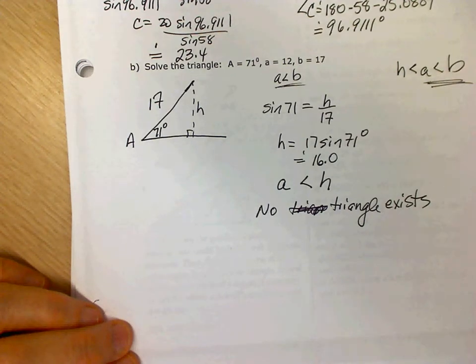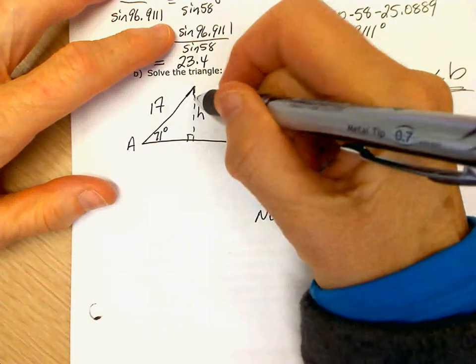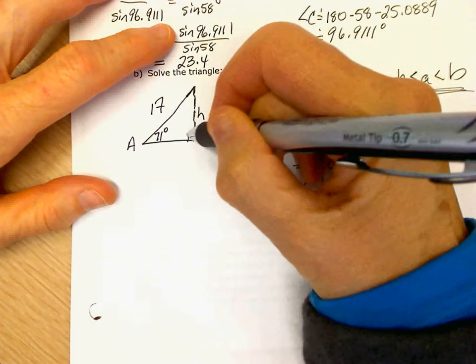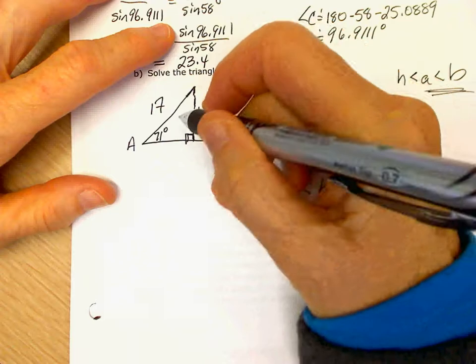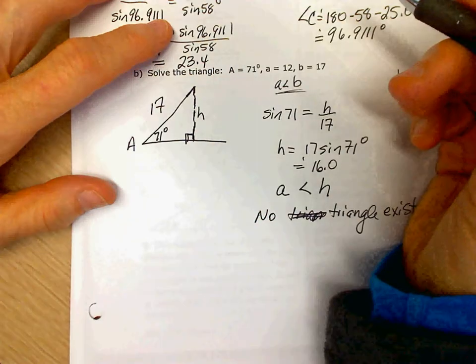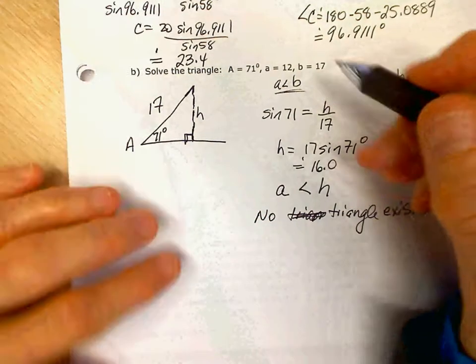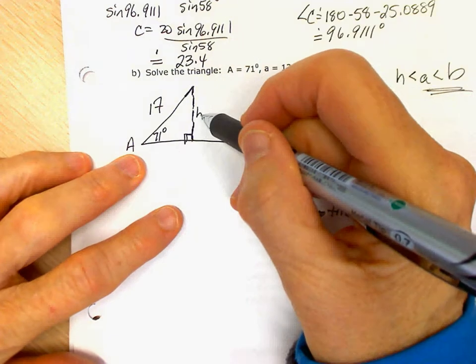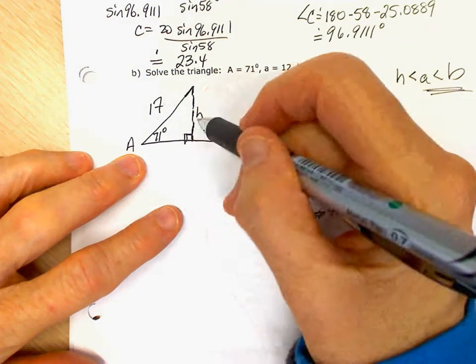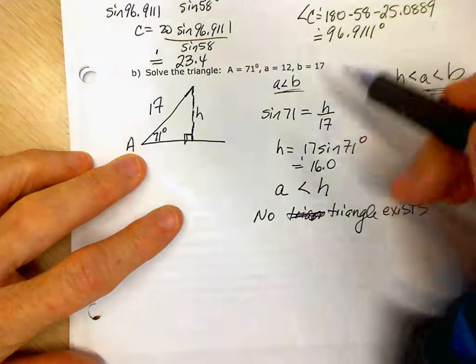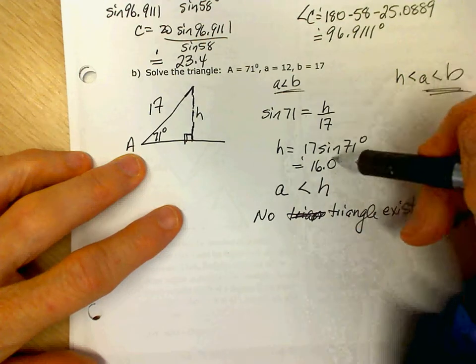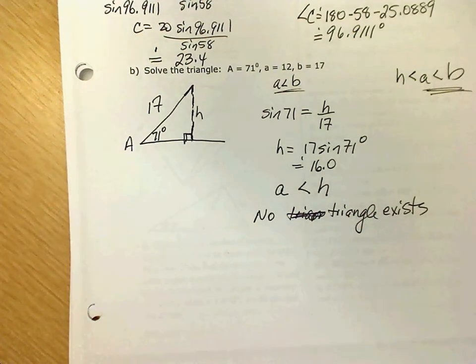Okay, you know the height, this altitude here is at right angles. So we can use SOHCAHTOA. So sine of 71 equals opposite over 17, or height over 17. So we calculate it with SOHCAHTOA.